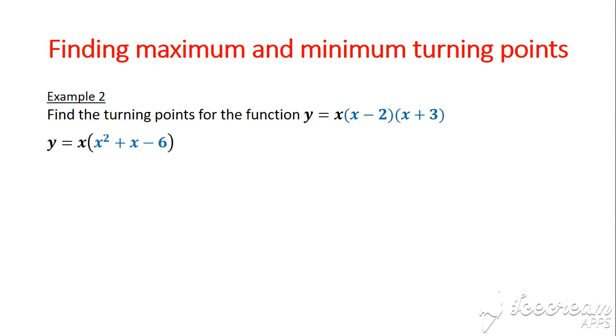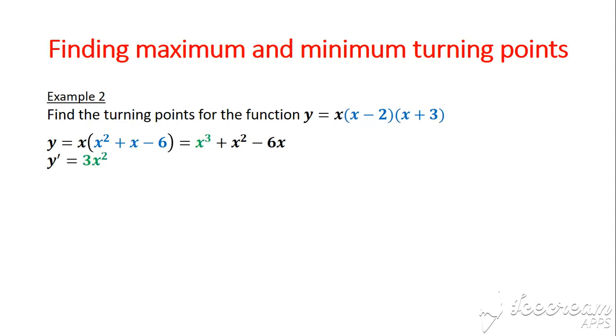Right, first things first, let's expand out these 2 brackets to get x squared plus x minus 6. So practice your quadratic expansion if you need to. And then we're going to multiply everything through by the x out the front to get x cubed plus x squared minus 6x, which means it is a cubic, which we knew already.